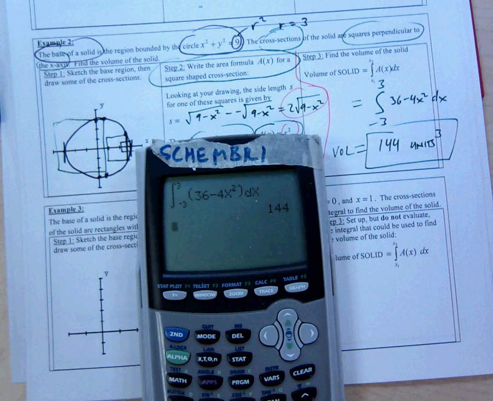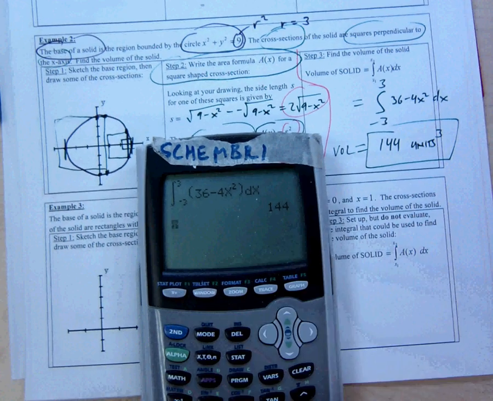Okay, any questions on what I did? I mean, it's the same every time. All you do is integrate the cross-sectional shape or the slice shape from either an x to an x or a y to a y, depending on whether the cross-sections are perpendicular to the x-axis or perpendicular to the y-axis. Simple, isn't it? Okay, all right, let's do a couple more and we'll be done.